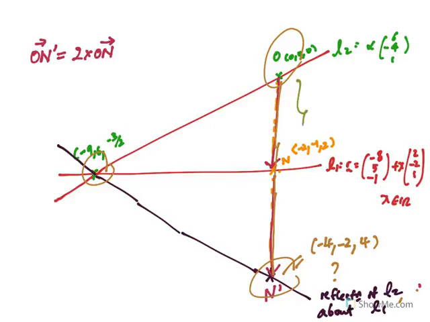Because can I say this distance is the same? Because of reflection, right? I go to the mirror, I stand 10 meters from the mirror, my image is also 10 meters from the plane, right? Also, this is N prime.